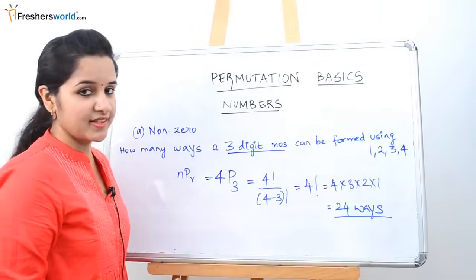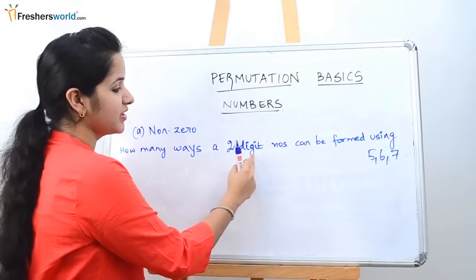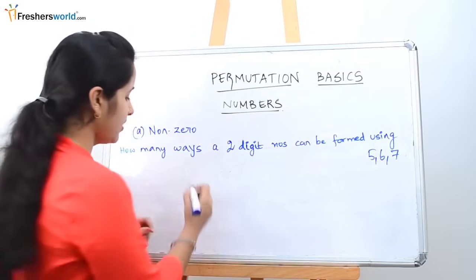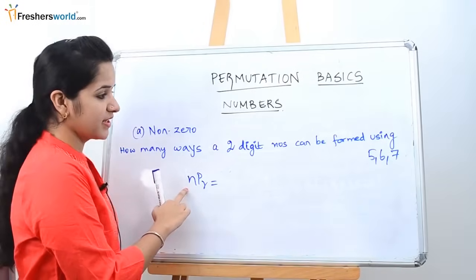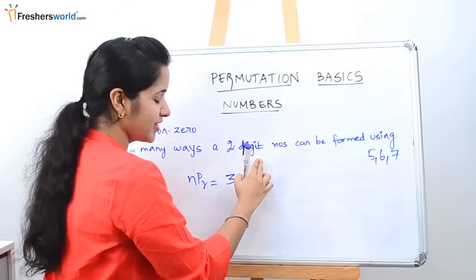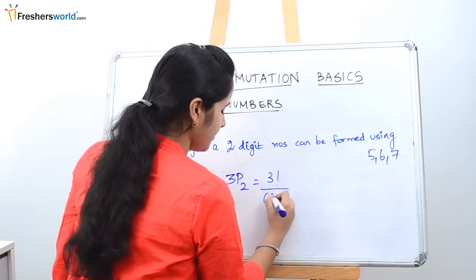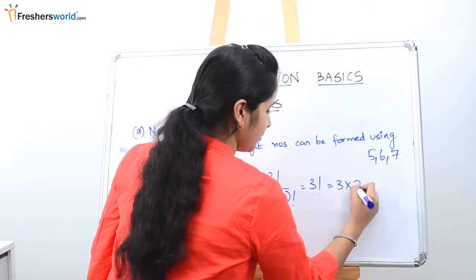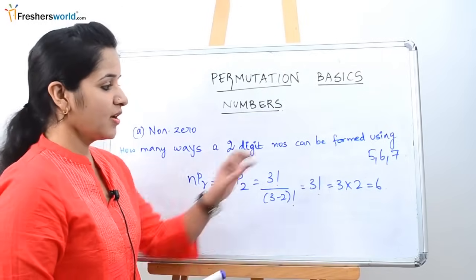Let's take another example. A similar example: how many ways can a 2-digit number be formed using 5, 6 and 7? So what is the formula? nPr. What is the number of digits given? 3 digits are given. Out of which how many digits you have to form? 2-digit numbers. So 3P2, which is 3 factorial by (3 minus 2) factorial, which is equal to 3 factorial, which is 3 into 2, 6.